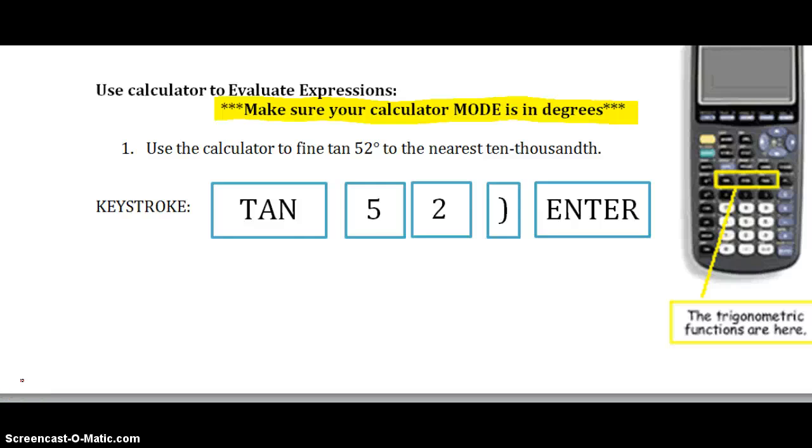Now the first one asks us to find the tangent of 52 degrees. Again, it needs to be in degrees, to the nearest 10,000th. So when you hit the tan button, here it is located on your calculator, of 52, go ahead and get in the habit of closing your parentheses. Then hit enter and you get 1.2799. It wants the 10,000th, so that's to the 4th decimal place.